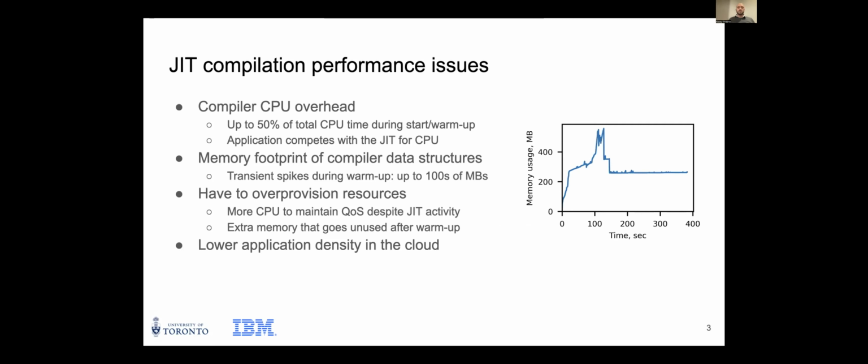So as a result, when you want to run this in the cloud in resource-constrained containers, you have to over-provision resources. You need more CPU to maintain quality of service during warm-up, and you need this extra memory to accommodate the spikes, which goes unused after the warm-up phase. And this leads to lower than optimal application density in the cloud.